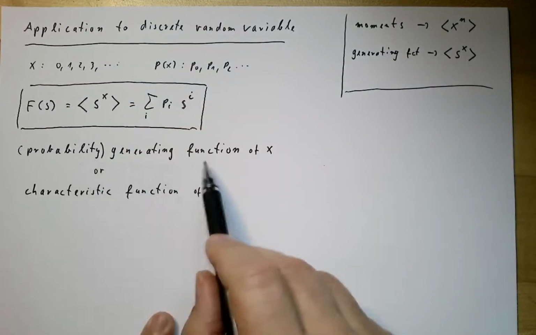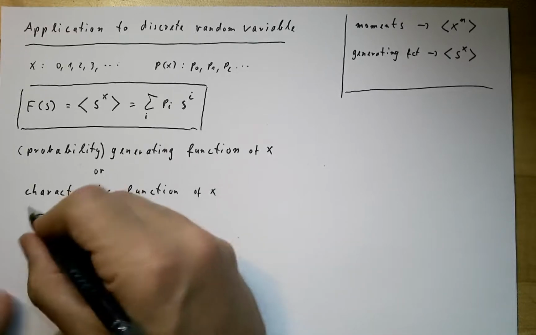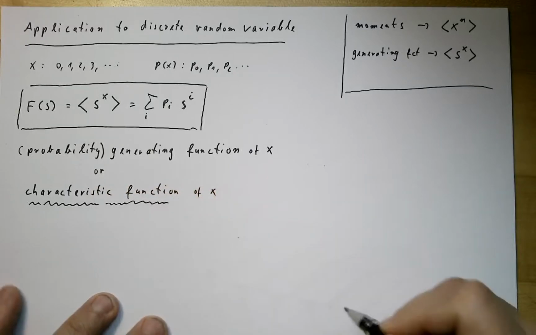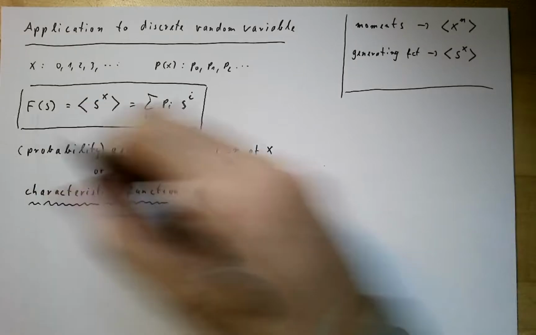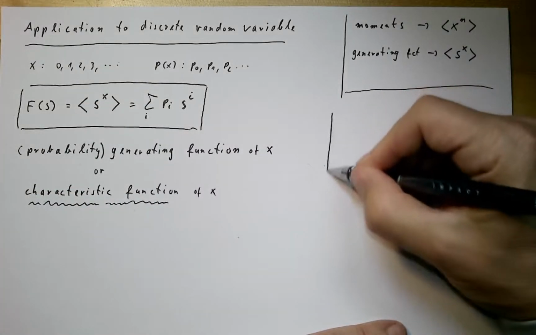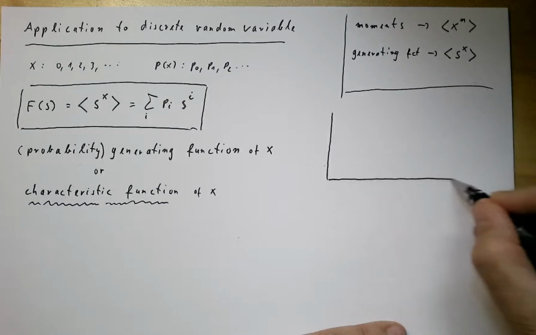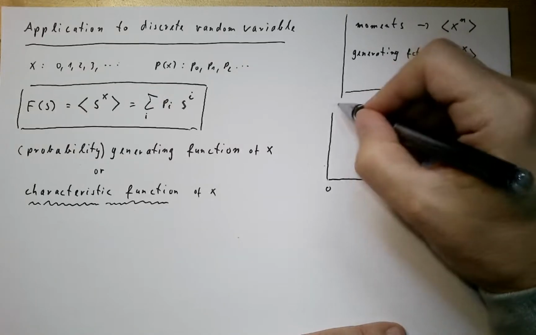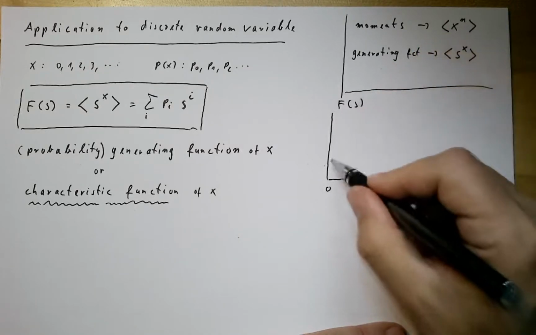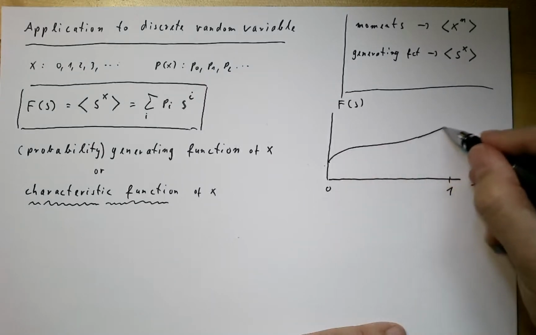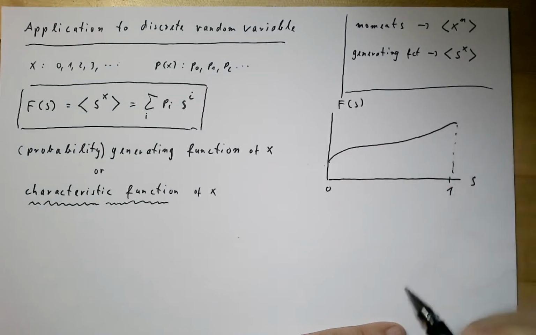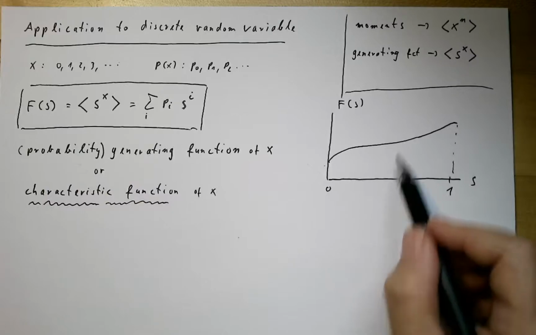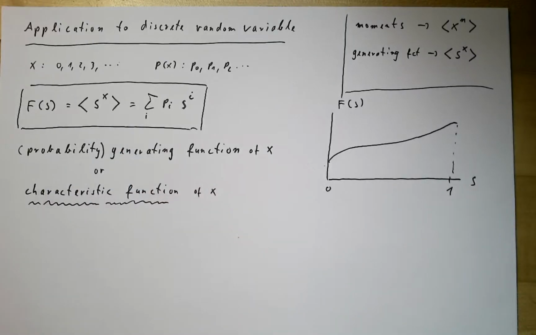The probability generating function of x, or some people also call it the characteristic function of the random variable. Keep in mind, this object is just a function which we can plot. It's a function of our value s, which goes between 0 and 1, and we have here our function F(s). For every s value, we want to calculate this expectation value.